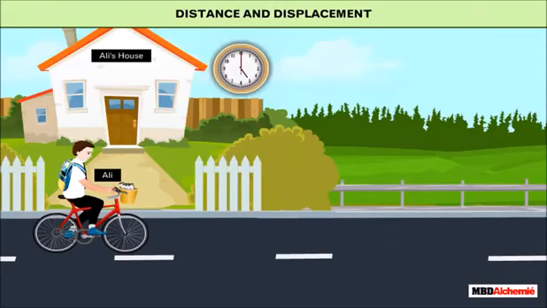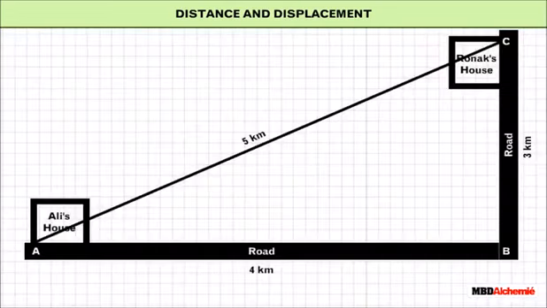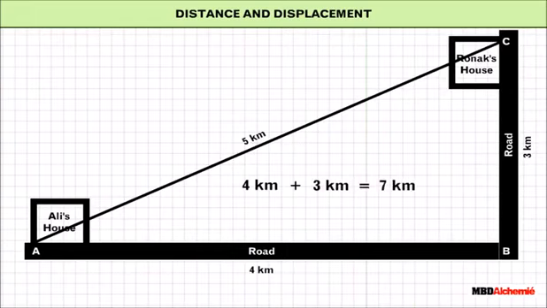Distance and displacement. Ali wants to reach his friend Ronak's house in 5 minutes. As can be seen from the given figure, the distance travelled from Ali's house to Ronak's house is 4 km plus 3 km, that is 7 km. This actual distance travelled is known as the distance. But the shortest distance calculated by joining the starting point and the destination point with a straight line is 5 km. This distance is known as displacement.